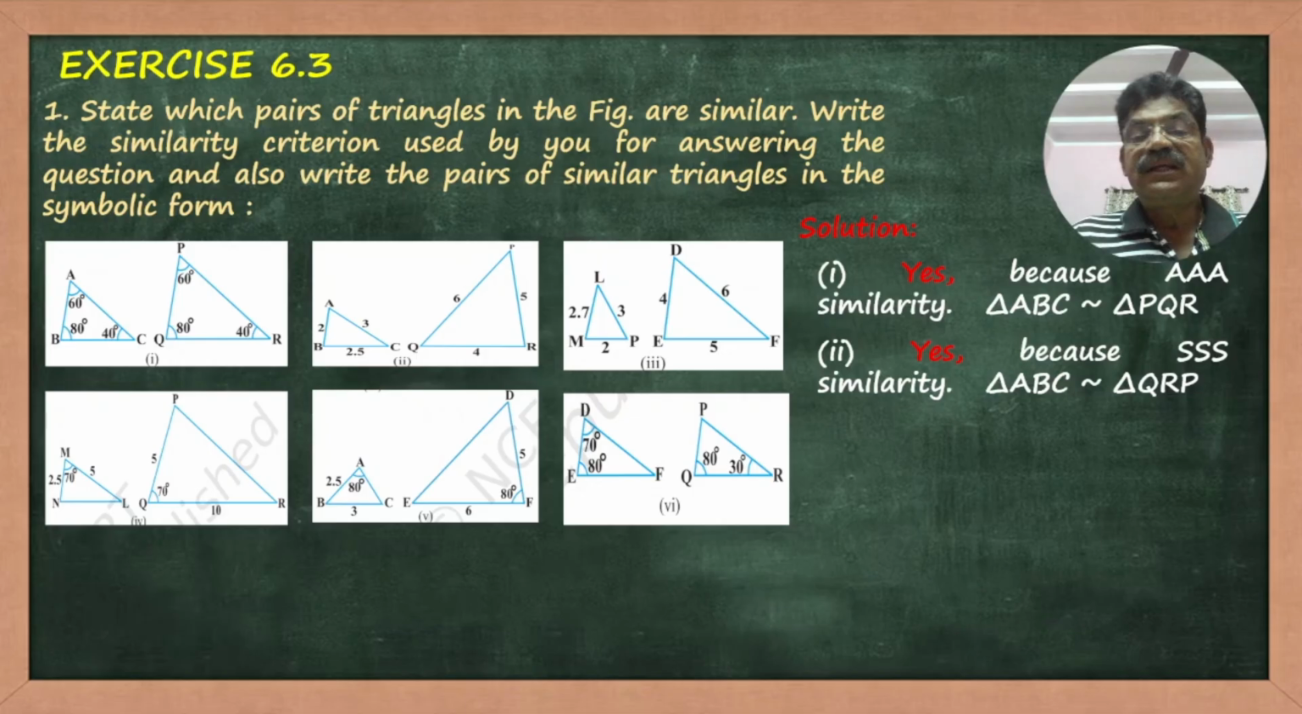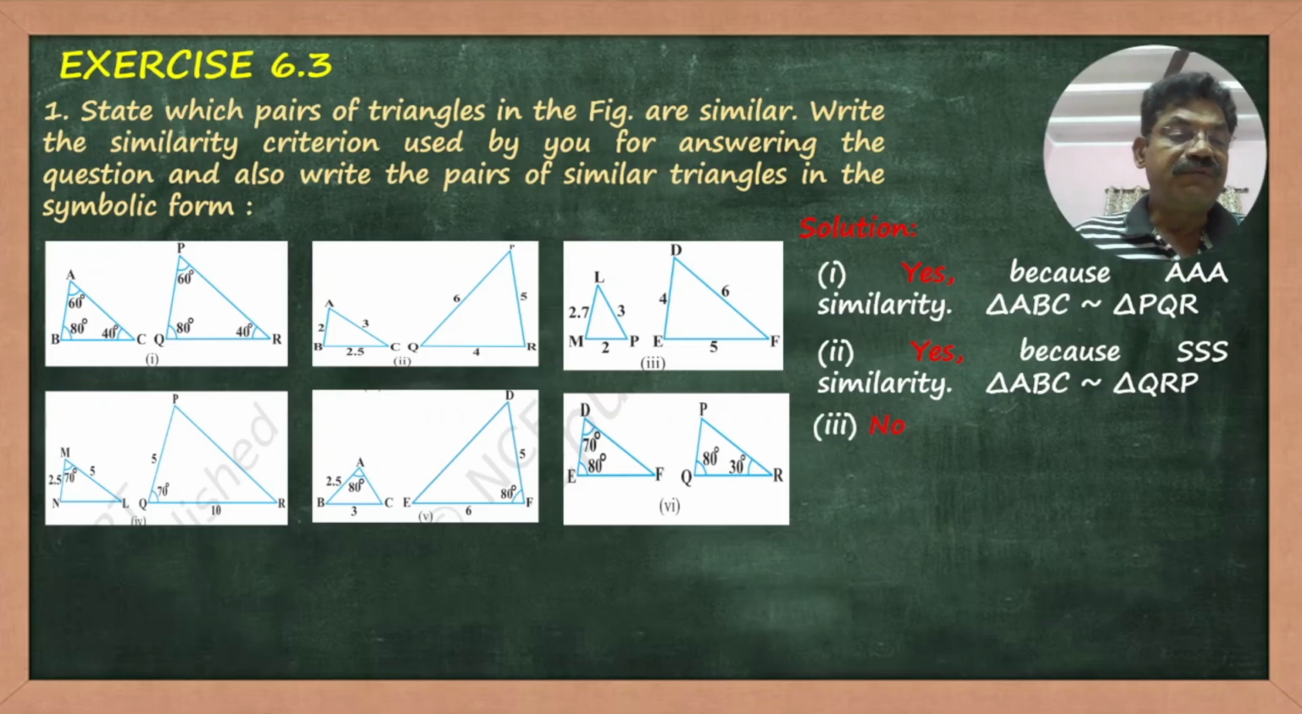Now look at the third figure. LMP is one triangle, DEF is another triangle. All the three sides are given. Look at the first triangle and choose the minimum length. It is 2. In the second triangle, it is 4. So you form the ratio, it is 2 by 4. What is the next value after 2? 2.7. Here it is 5. 2.7 divided by 5 is definitely not equal to 1 by 2. Therefore, these two triangles are not similar.